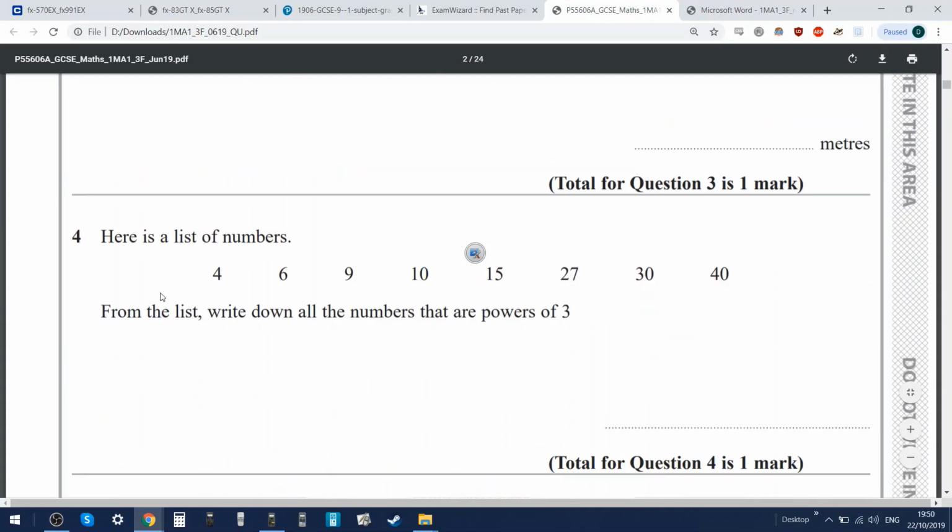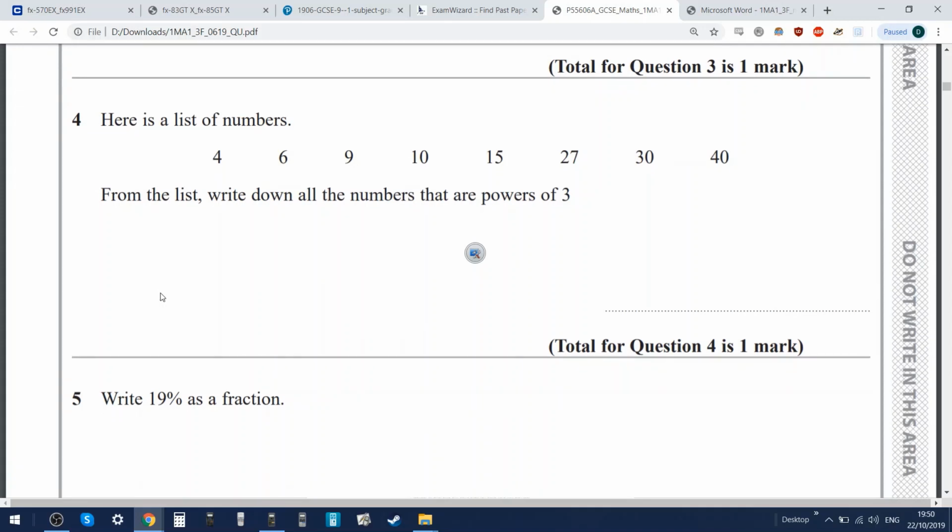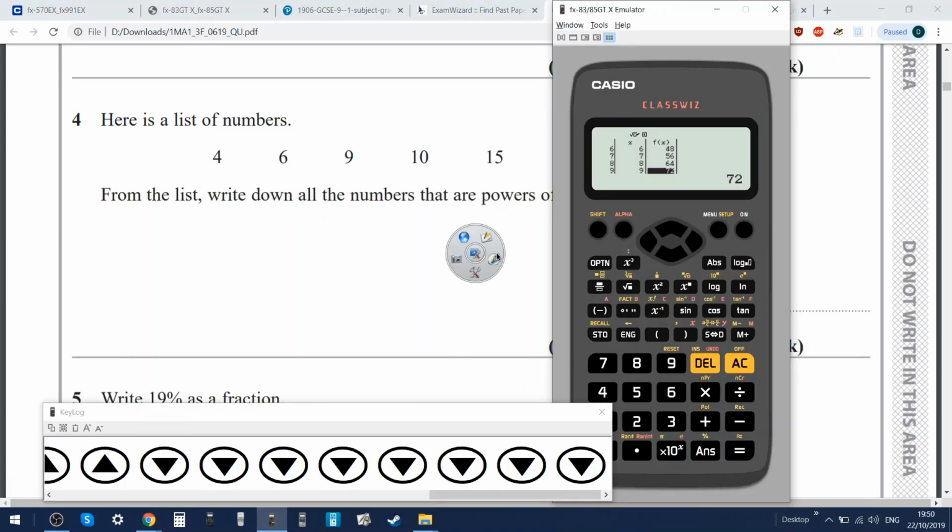Question 3 means I have to know something. I don't know anything, so I cannot do that. I can only do questions where I know nothing. Question 4. This is powers of 3. Just do the same thing again.